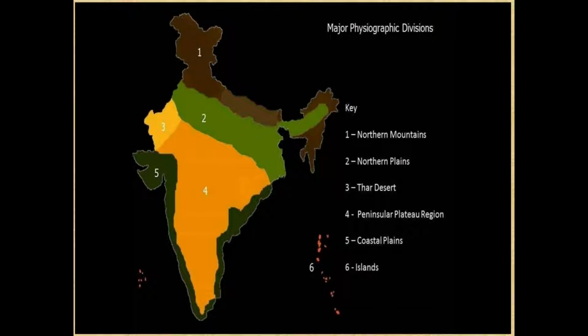This is the picture of major physiographic divisions. Number 1 represents Northern Mountains, which is Himalayan Mountains. Number 2 represents Northern Plains. Number 3 represents Thar Desert, which is the Indian Desert. Number 4 represents Peninsula Plateau region, which is the Peninsula Plateau. Number 5 represents Coastal Plains. And number 6 represents the islands.